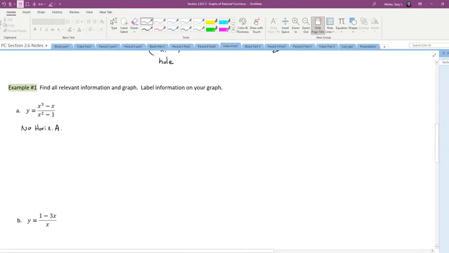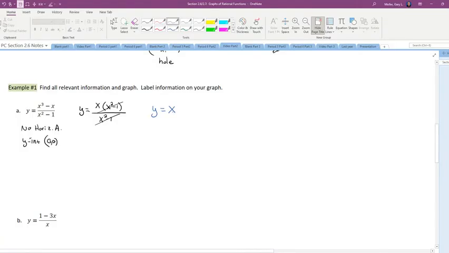If I plug in 0 for x, I get 0 on top and negative 1 on the bottom. So that means my y-intercept appears to be 0, 0. But before I really do anything else, I really should factor this. So I get x times x squared minus 1 over x squared minus 1, and x squared minus 1 cancels out. So this graph is really just the same as y equals x.